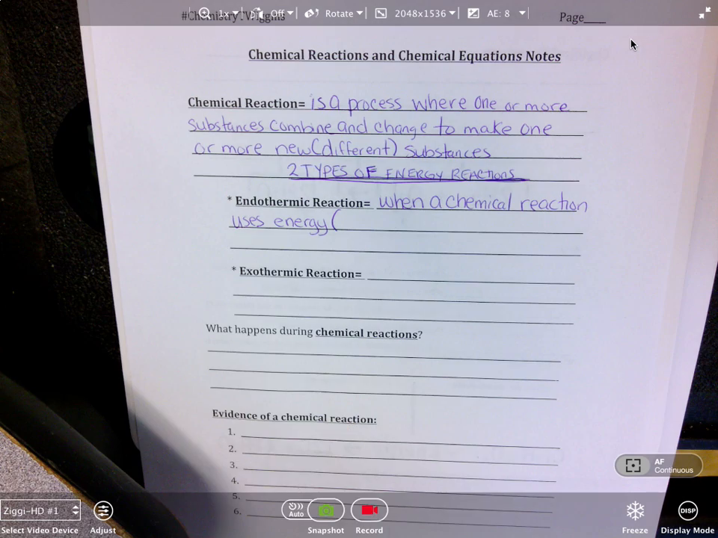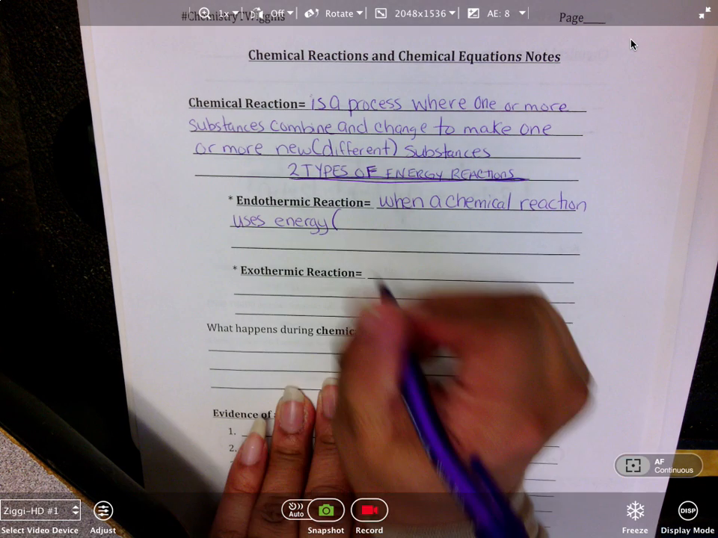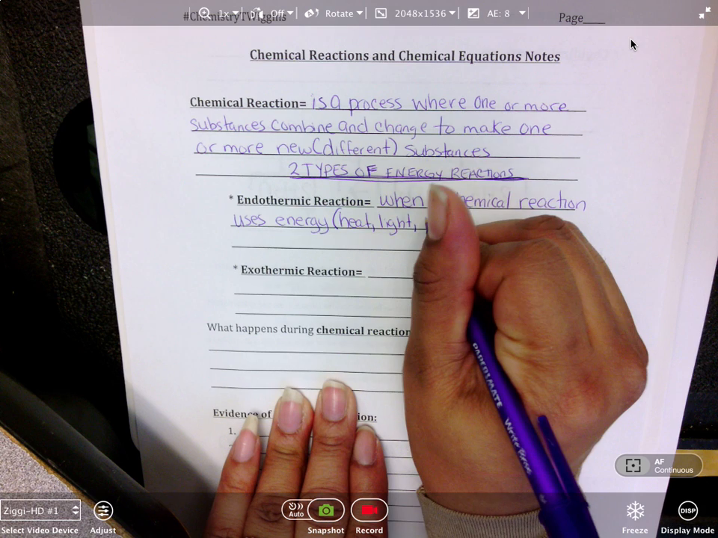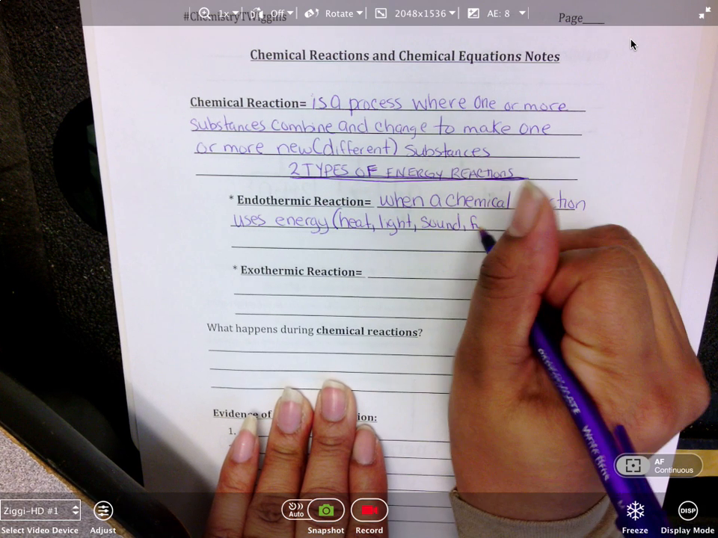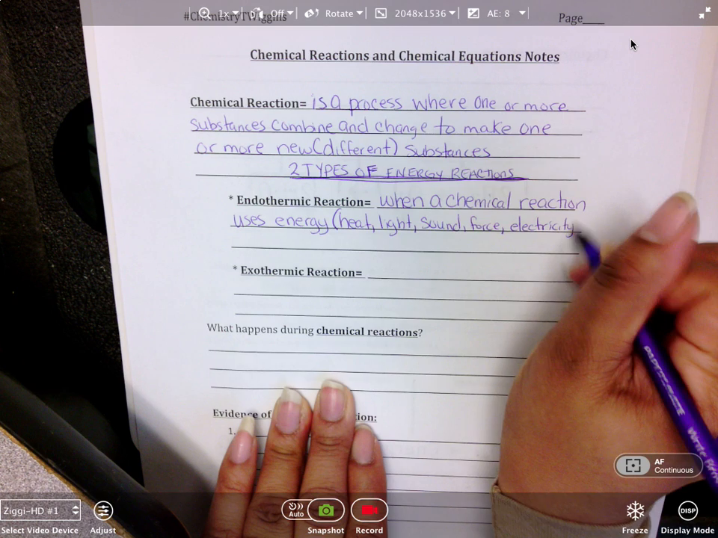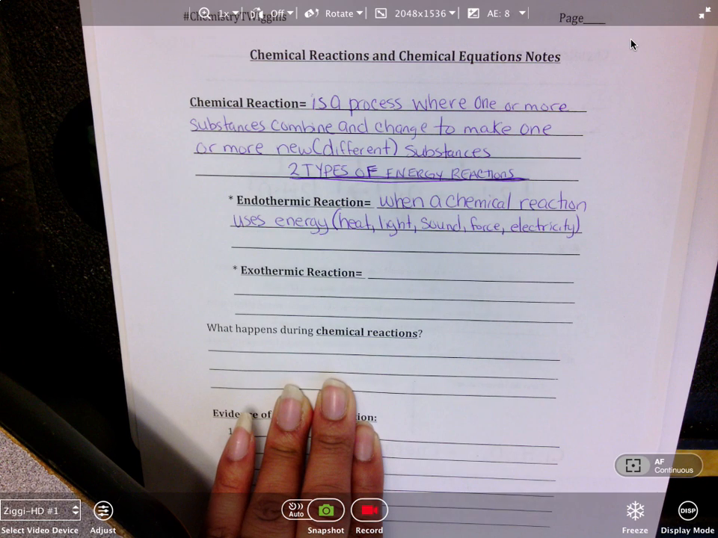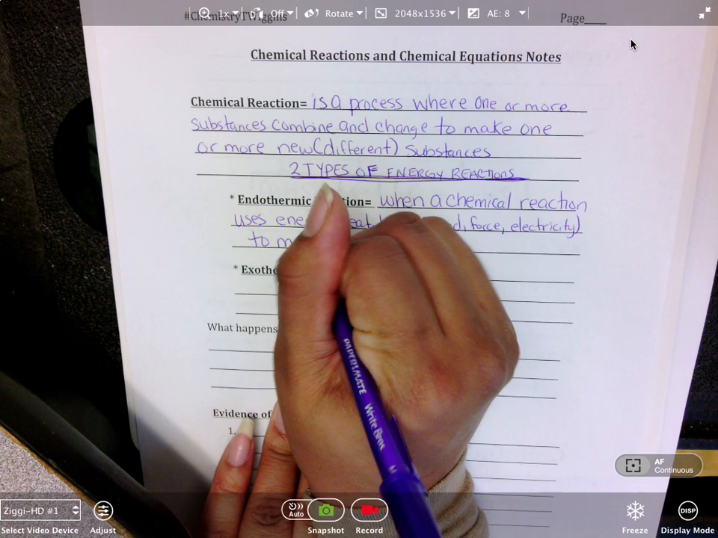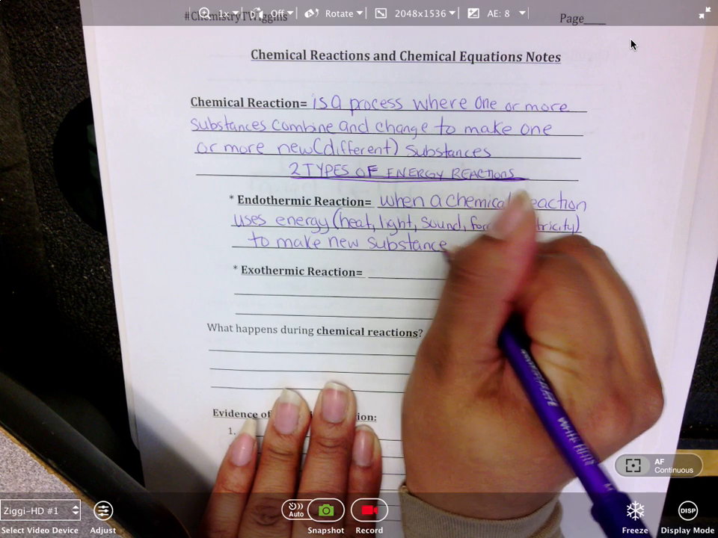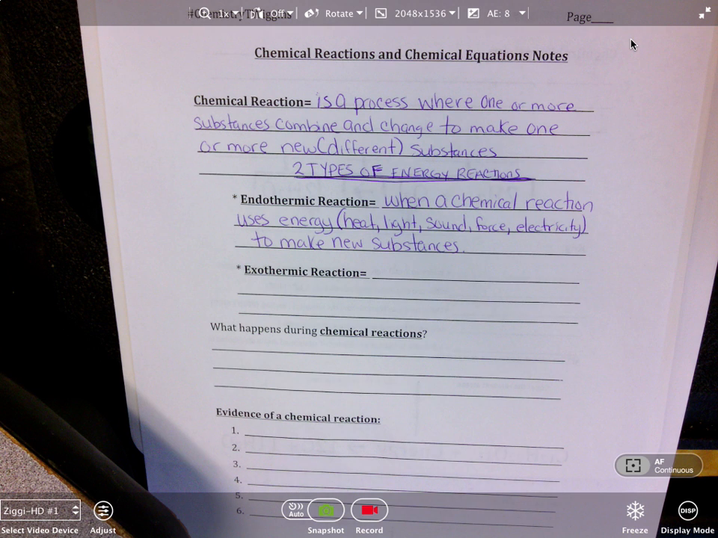Before we finish the sentence, what are some forms of energy? You told me heat was one, light. Sound is another. Okay, force is another. And electricity. All right, so when a chemical reaction uses energy to make new substances. So energy is being used.